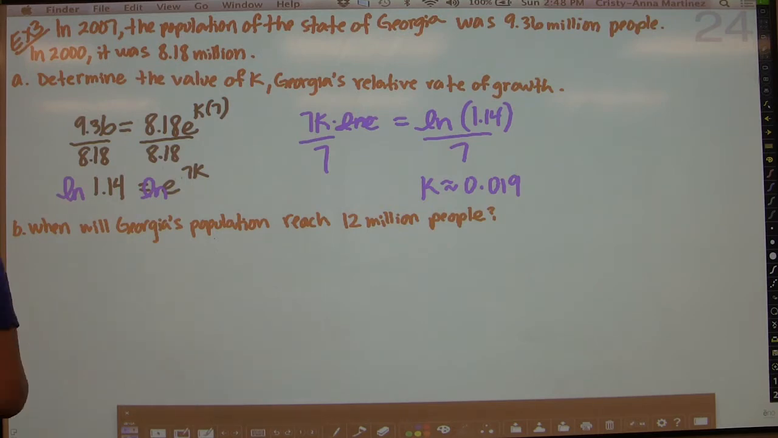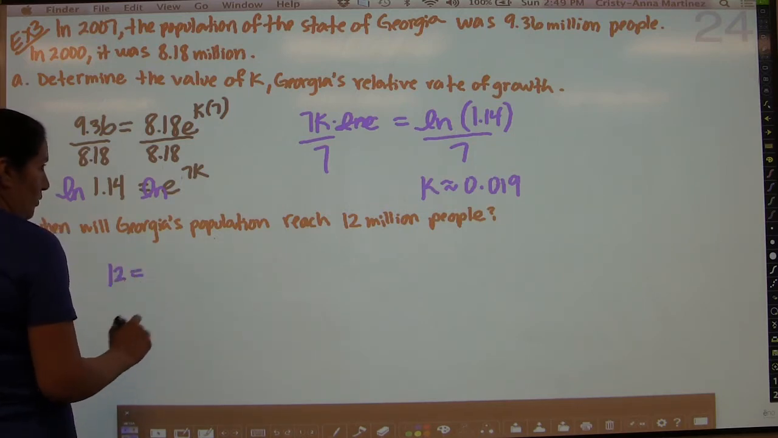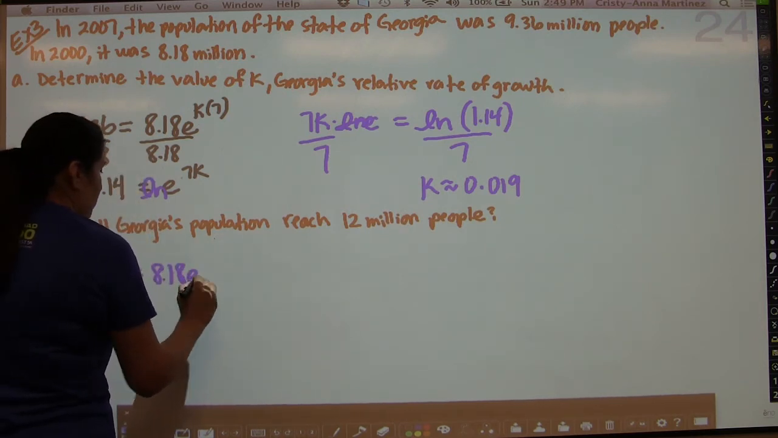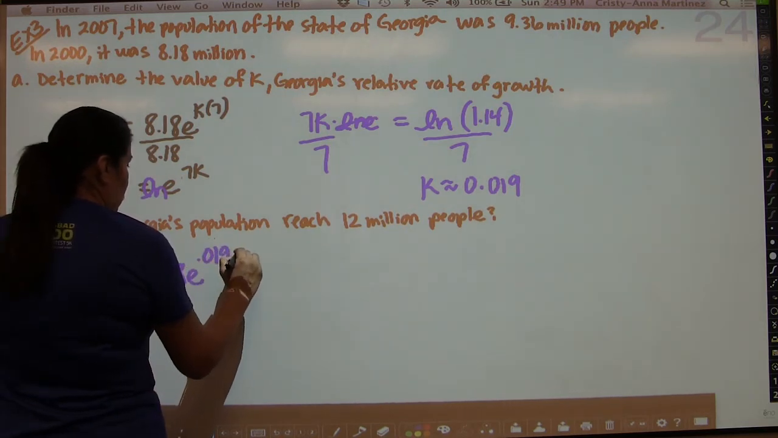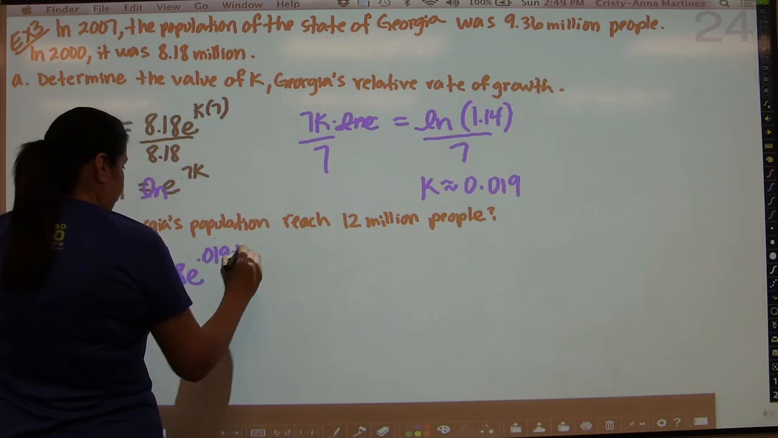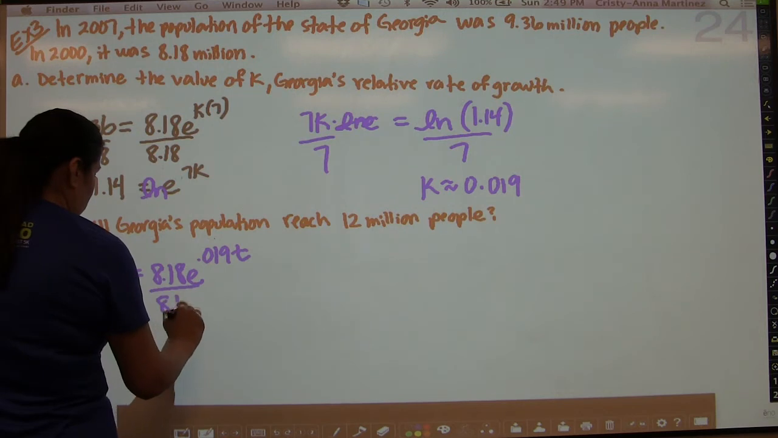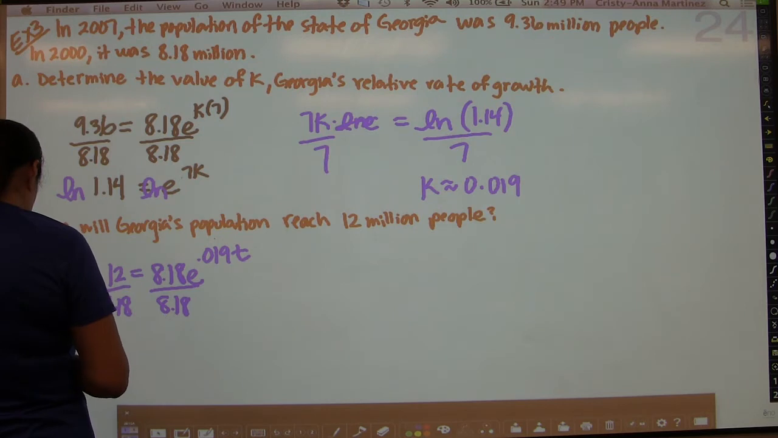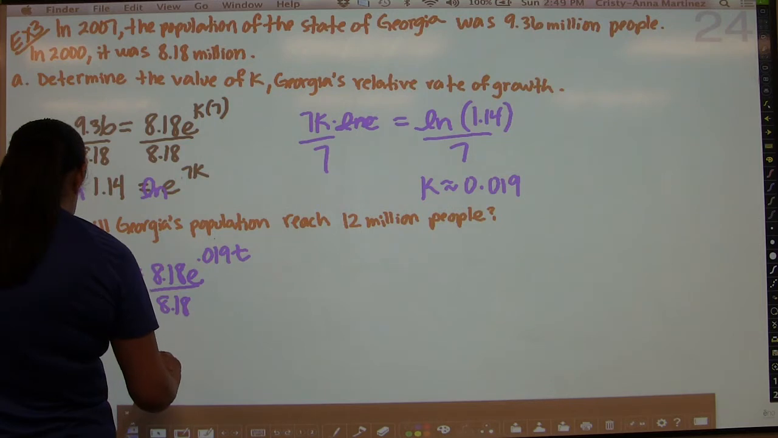When will Georgia's population reach 12 million people? So in that case, we basically want to equate it to 12 million. We want the y value to equal 12 million. We're going to use our initial amount here, 8.18, e, we know what k is now. k is 0.019 t. All right, and we're solving for t. So this time we're going to divide by 8.18 again. And we get 12 divided by 8.18 is roughly 1.467.